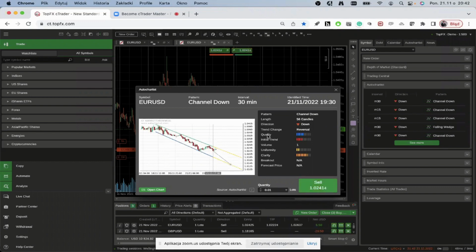The quality of this pattern is 5 out of 10 bars. The initial trend is 5 out of 10 bars. Uniformity is 2 out of 10 bars, and clarity of the pattern is pretty impressive, 7 out of 10 bars. What this is telling you in plain language is to open the trade. This is a short trade, which means you will be selling euro dollar.